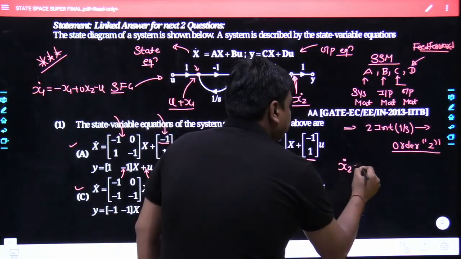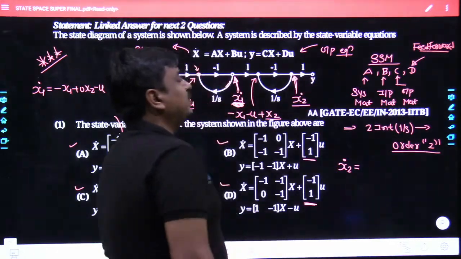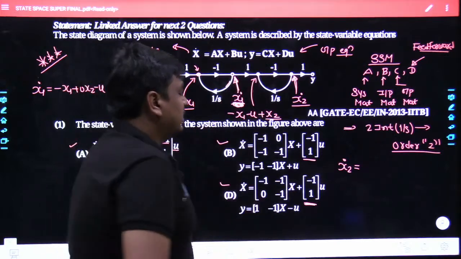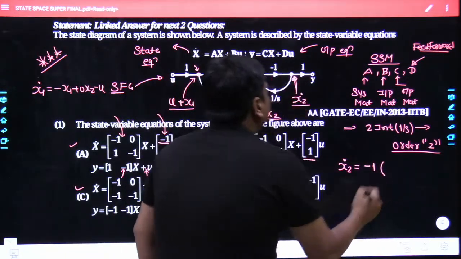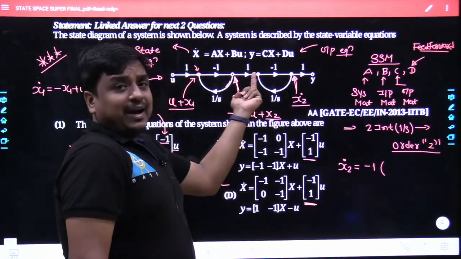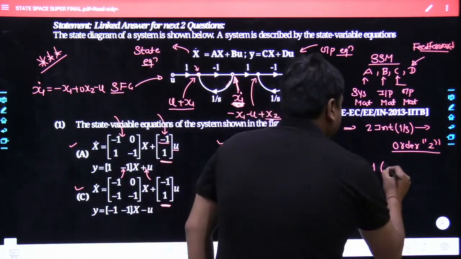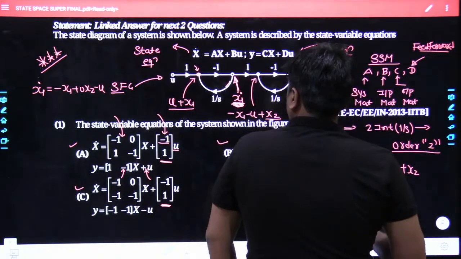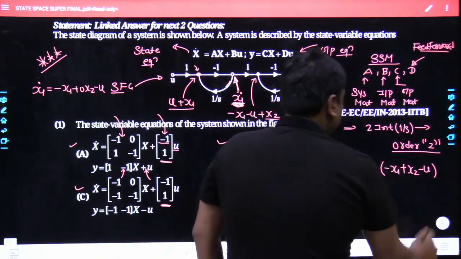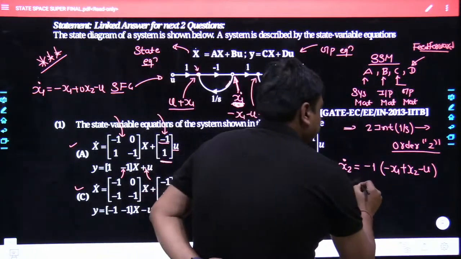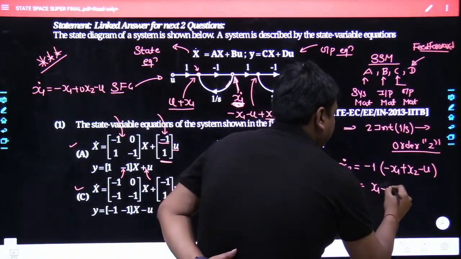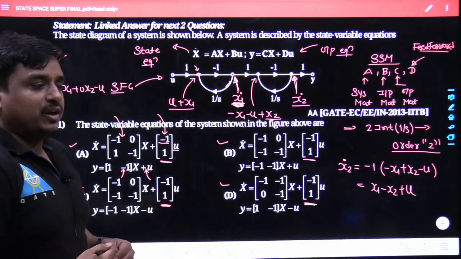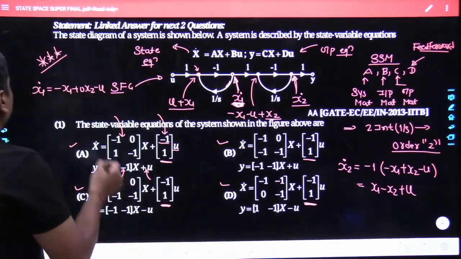The x2 dot, or the variable across this node, would be decided by its incomer. Only one incomer we have, and that incomer is coming through this branch, the gain of -1, and worth of variable at this node. May I know what it is? It's nothing but minus of x1 plus of x2 minus of u. Yes, here goes plus of x1 minus of x2 plus of u. Agreed? Till this point, nobody should have any doubt as such. Yes. So let me focus over these two equations.